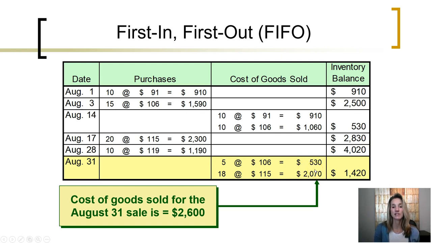We need to go to the next first in layer. After we wiped out the layer of $106, the next first in layer were 20 at $115. Of those, 18 were sold, assigning a cost of $115 to those 18, for a total cost of goods sold on August 31st of $2,600. That will leave us with $1,420 of inventory on hand, which is 2 at a cost of $115, and all 10 of these at a cost of $119, for a total inventory cost of $1,420.